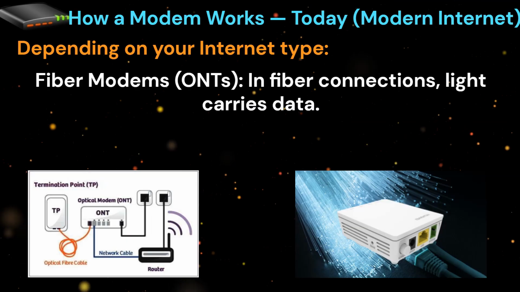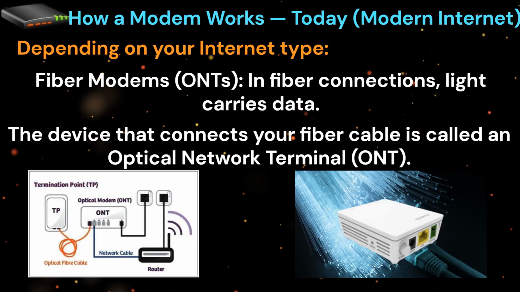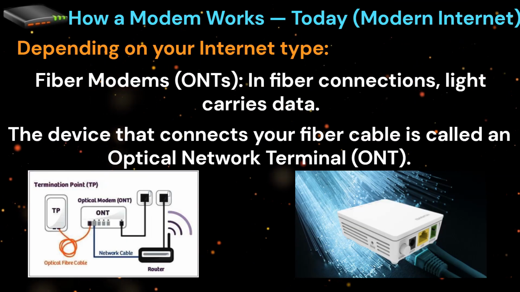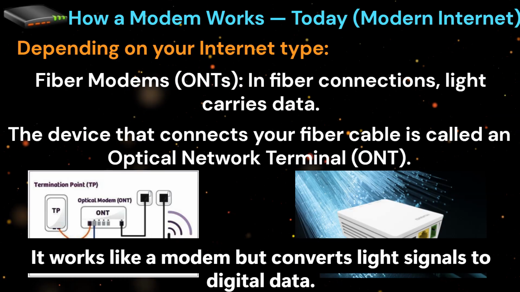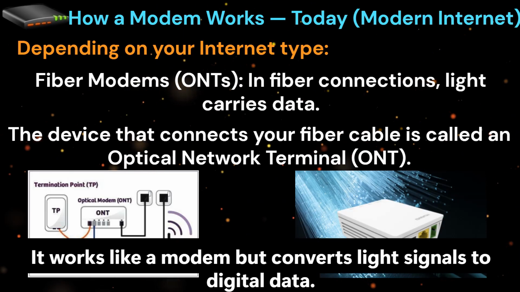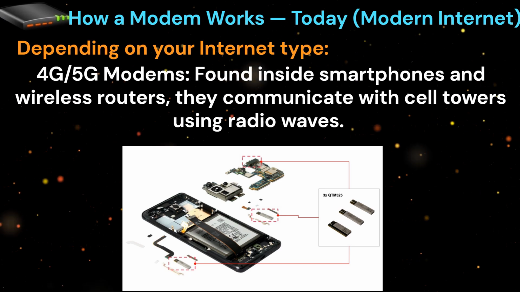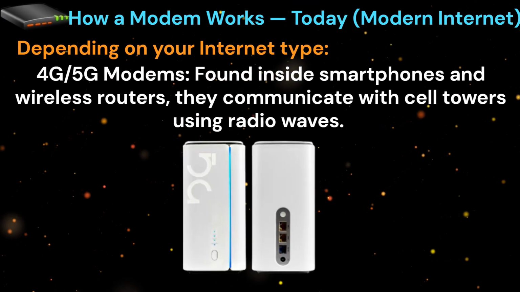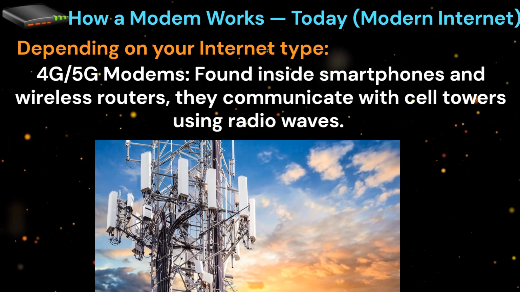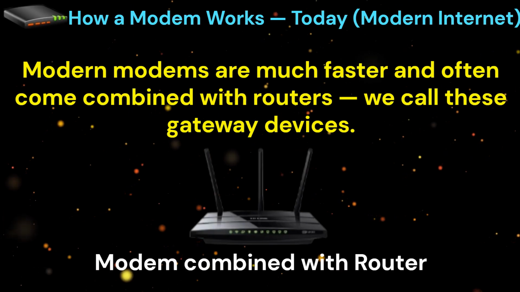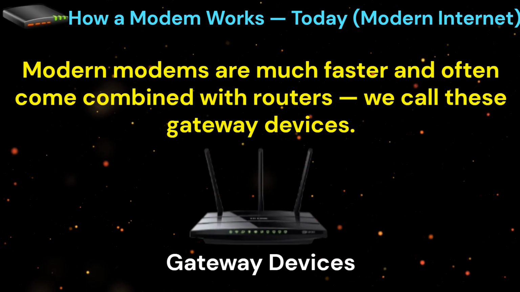In fiber connections, light carries data. The device that connects your fiber cable is called an optical network terminal, ONT. It works like a modem but converts light signals to digital data. 4G or 5G modems: found inside smartphones and wireless routers, they communicate with cell towers using radio waves. Modern modems are much faster and often come combined with routers. We call these gateway devices.